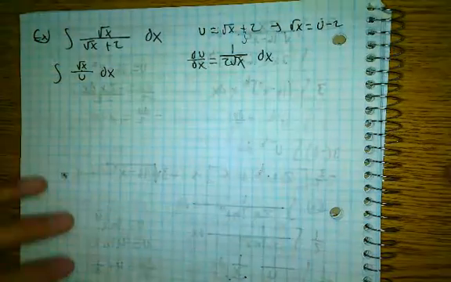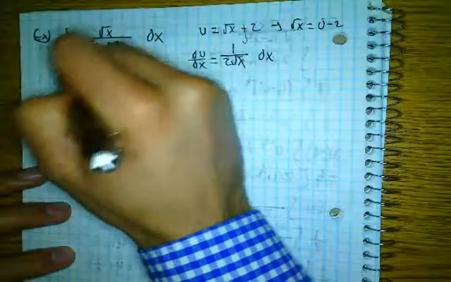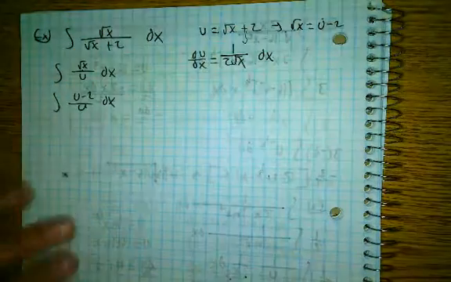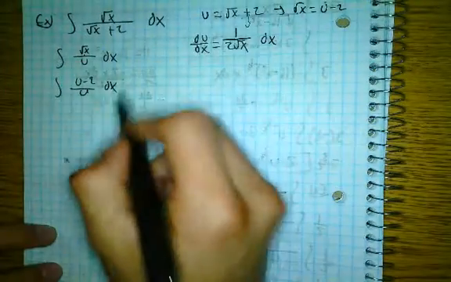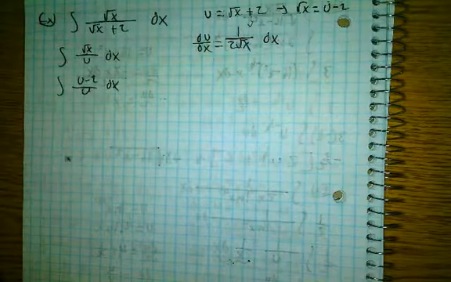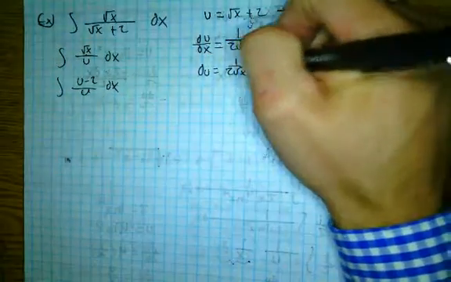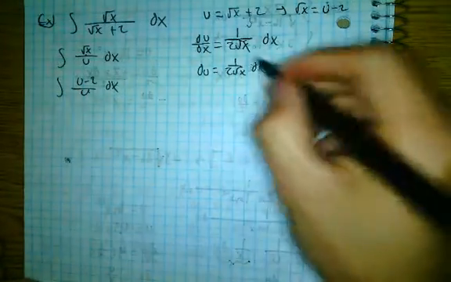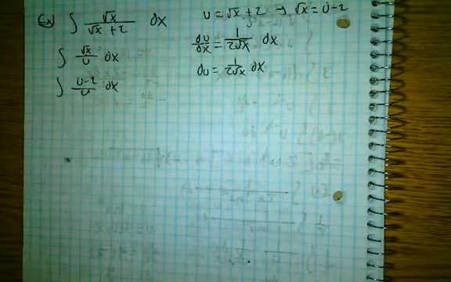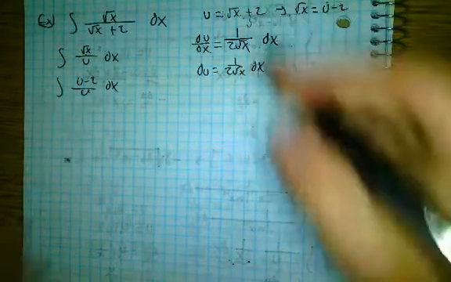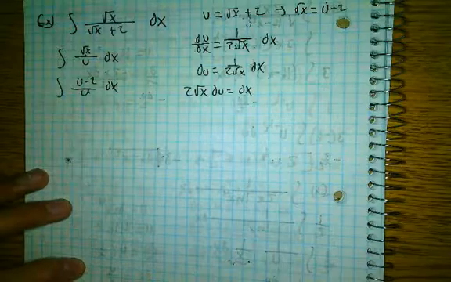Okay, but then I need to know what dx is. What can I do? So I have du equals 1 over 2 root x dx, right? You guys with me? How can I get that dx by itself? Well, I'm going to do what Saf said, and I'm going to multiply both sides times 2 root x. You guys with me? So therefore you have the antiderivative of u minus 2 over u, 2 root x du.